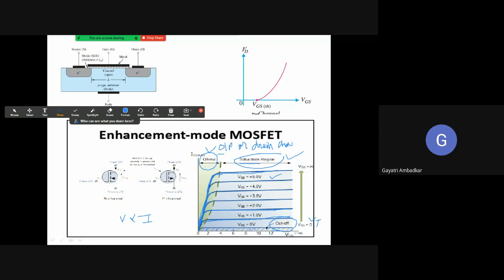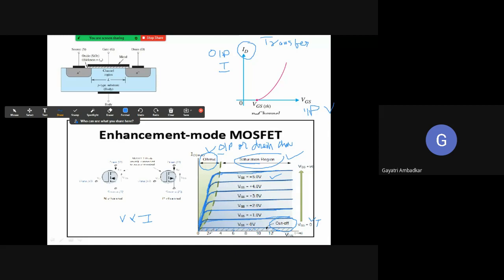Now I will observe the effect on output current when we vary the input voltage. So output current versus input voltage. This characteristic is called the transfer characteristic.